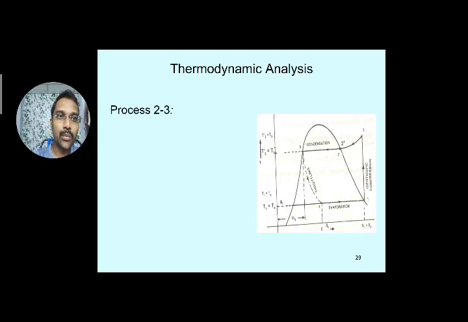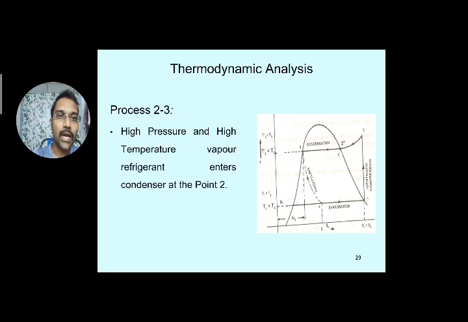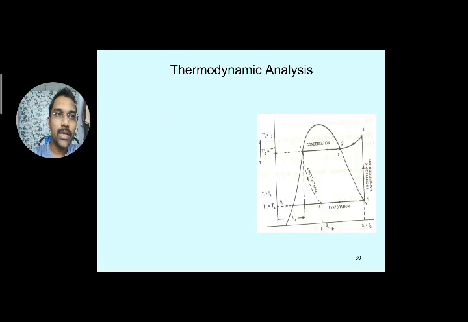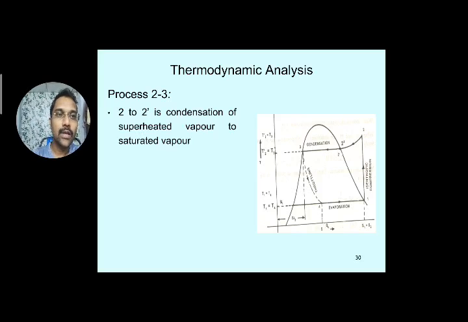If you observe the second process, 2 to 3, the high pressure and high temperature vapor, after compression, enters the condenser at point 2. Constant pressure heat rejection is taking place here. First observe here, 2 to 2 dash is a condensation of superheated vapor to saturated vapor. Already discussed this region. So 2 is present in the superheated region, and 2 dash is falling on the saturated vapor line.